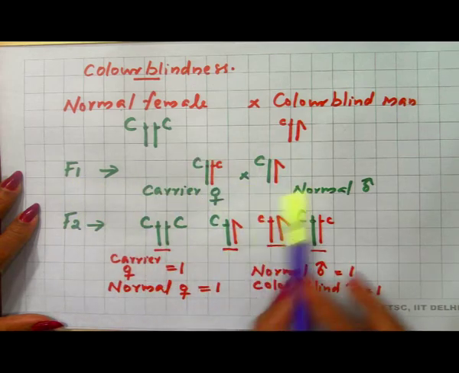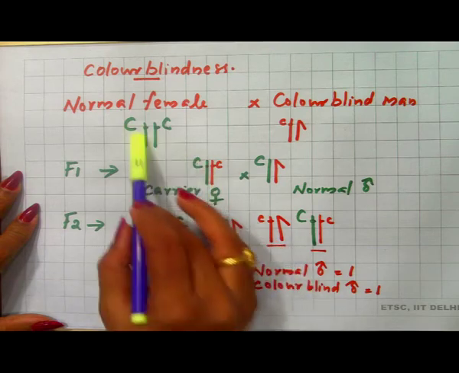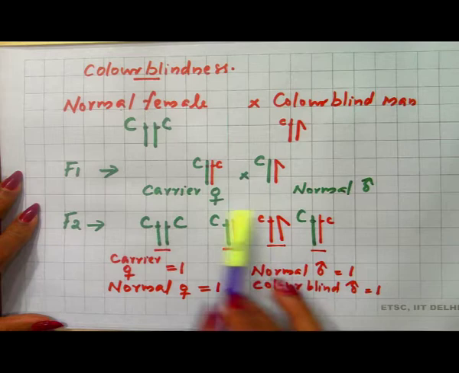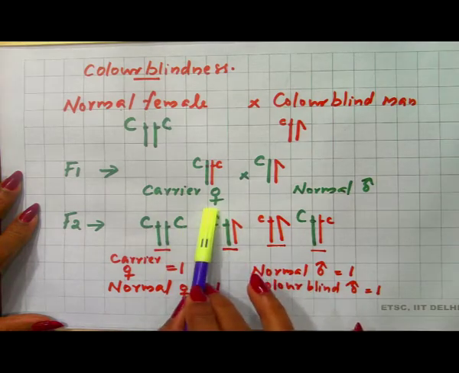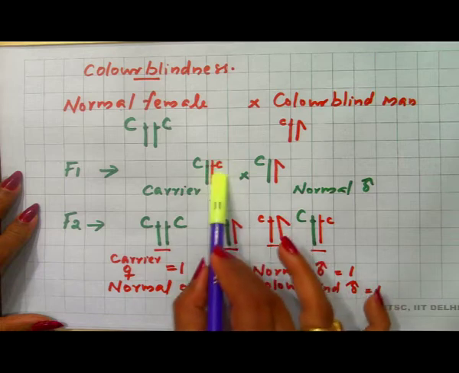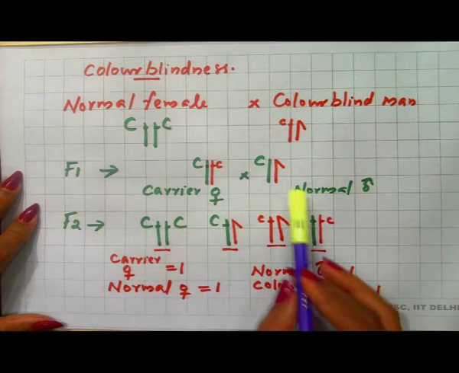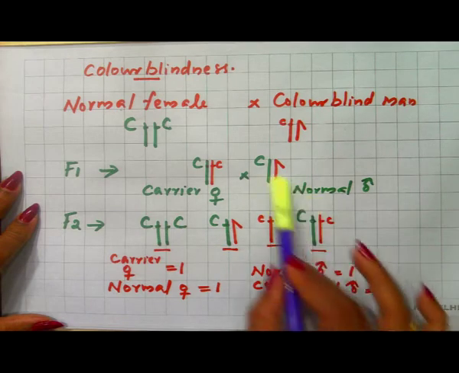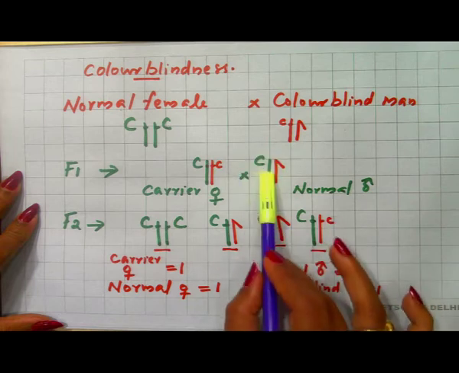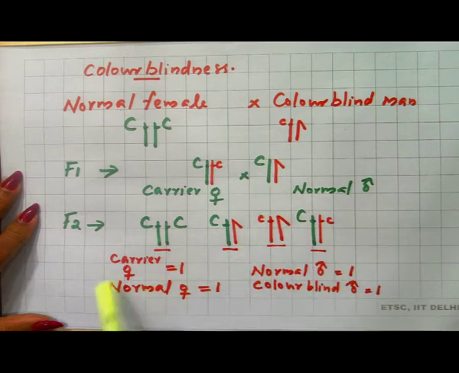Now, the possible progeny here has capital C and small c alleles together. This will be a carrier female because it carries the small c allele for color blindness. Here, this is a normal male individual because the X chromosome contains capital C allele.